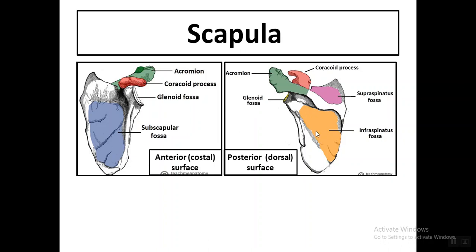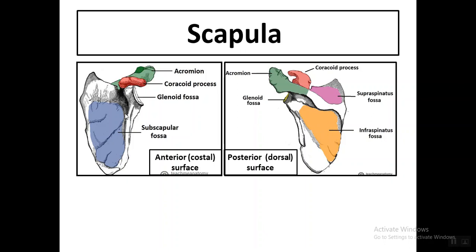The posterior surface or the dorsal surface is divided by the presence of the spine of the scapula into two, upper part and lower part. The upper part is called supraspinous fossa, and the lower part is called infraspinous fossa.